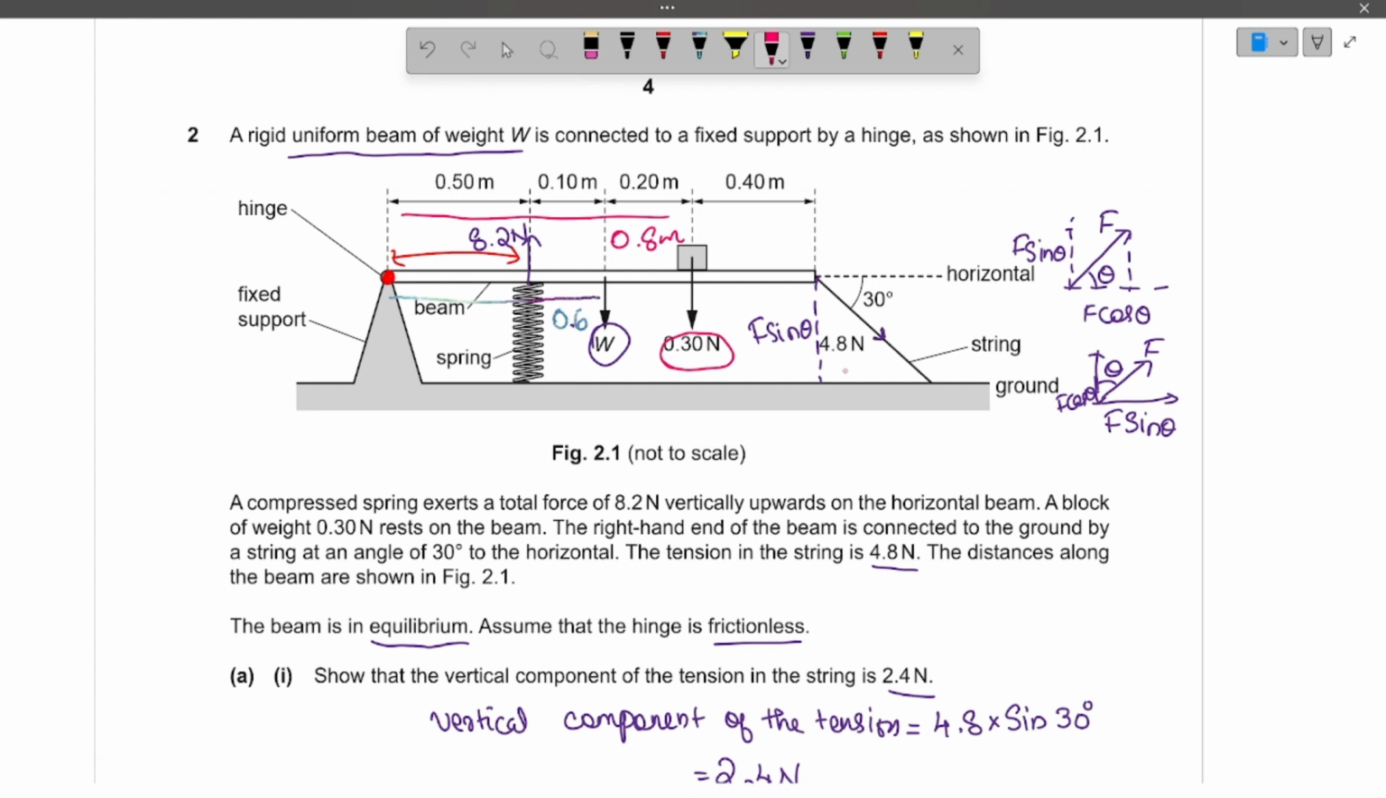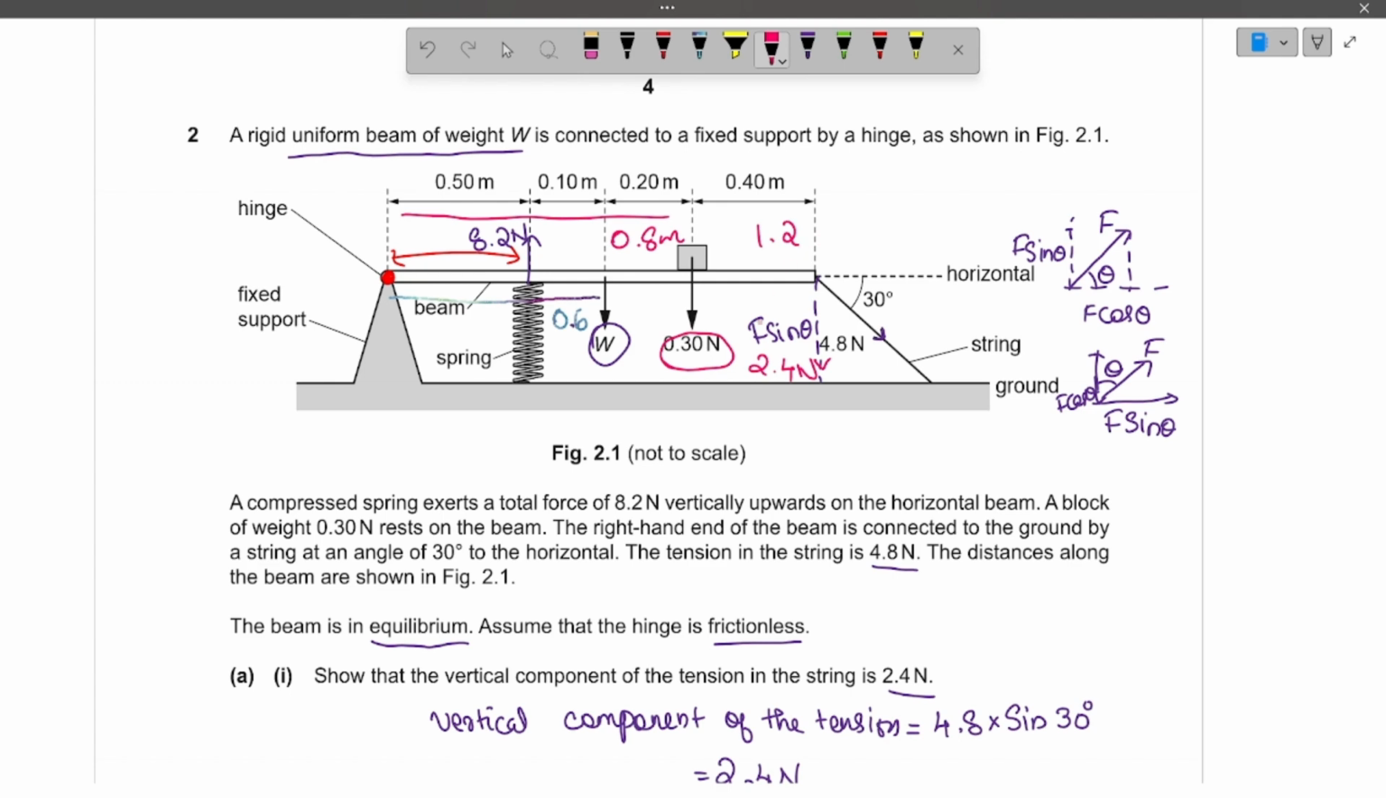Then it's not completed. There is one more downward force, which is the vertical component of the tension acting on this string. This component that you already found is 2.4 newton. So the perpendicular distance between the line of force and this pivot is 0.5 plus 0.1 plus 0.2 plus 0.4, which is 1.2 meter.